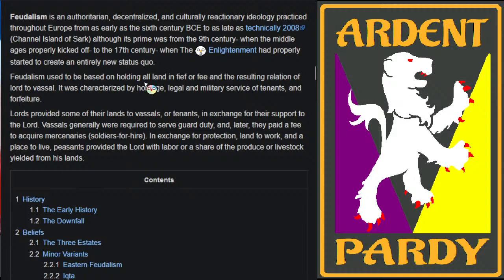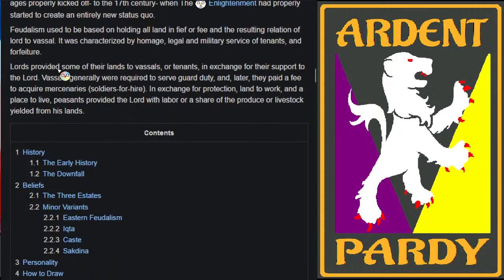Let's see. Used to be based on holding all land in fee for fee, and the resulting relation of lord to vassal. It was characterized by homage, legal and military service of tenants, and forfeiture. Lords provided some of the lands in exchange for their support. Vassals generally were required to serve guard duty, and later they paid a fee to acquire mercenaries. In exchange for protection, land to work, and a place to live, peasants provided the lord with labor and a share of the produce or livestock yielded from his lands.